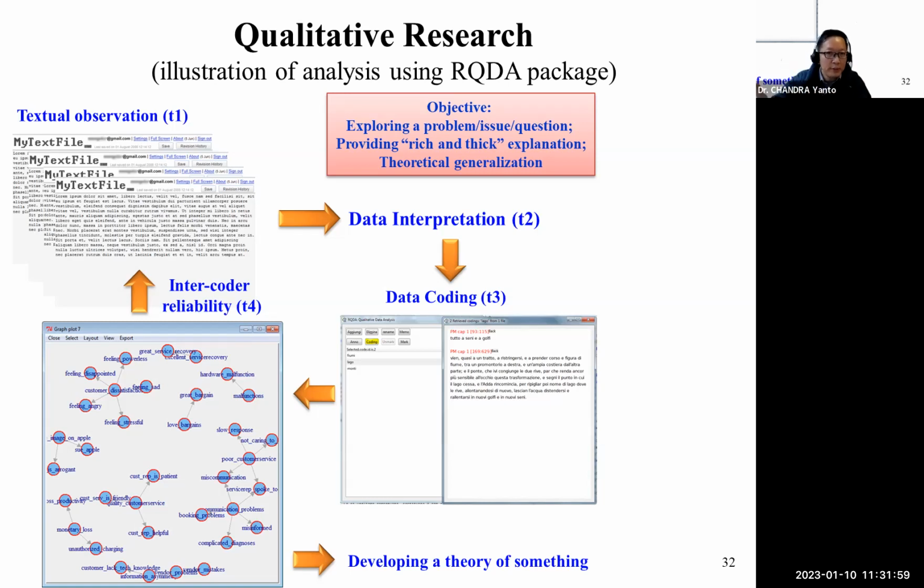I will not talk too much about this because it's for the qualitative course, and I'm sure you can learn more about this. But once you have this textual data and you observe the data, you interpret the data. This is what I call interpretivism. You interpret the data, and then you code the data by hand or using some software. So in this example, I use a software, and you come up with some concepts from the qualitative data and their relationship.